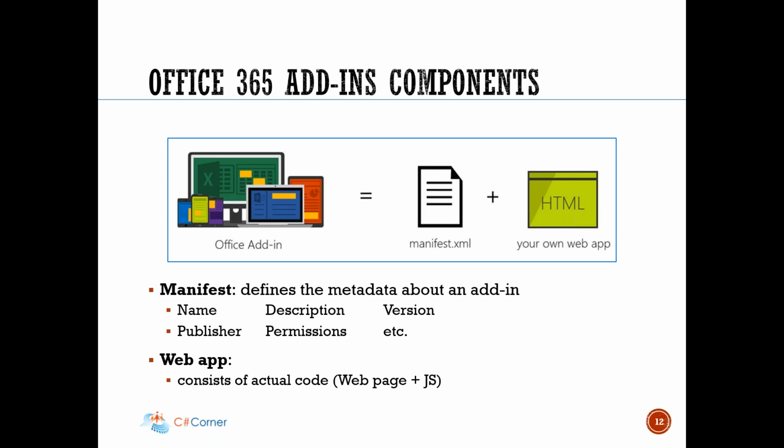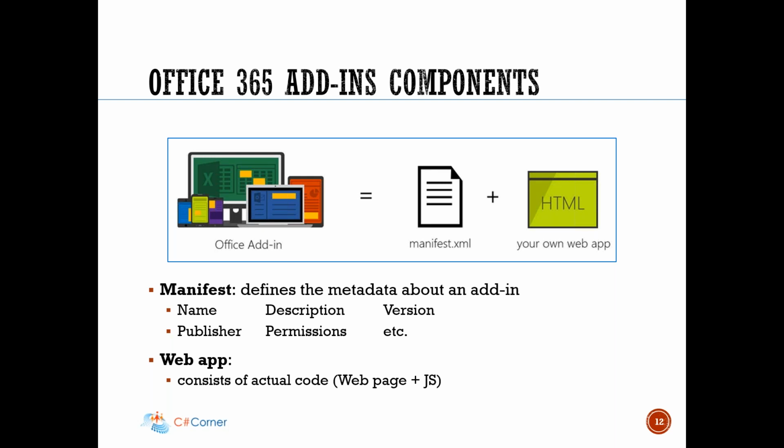Office 365 add-in components. An add-in consists of two parts. One is the manifest, which is an XML file, and another is your own web app, which consists of your HTML and related stuff. So what is in a manifest? A manifest defines the metadata about the add-in. Who is the publisher? What is the name of the add-in?